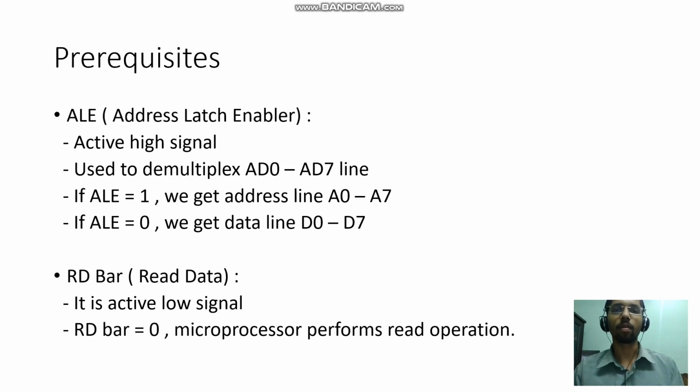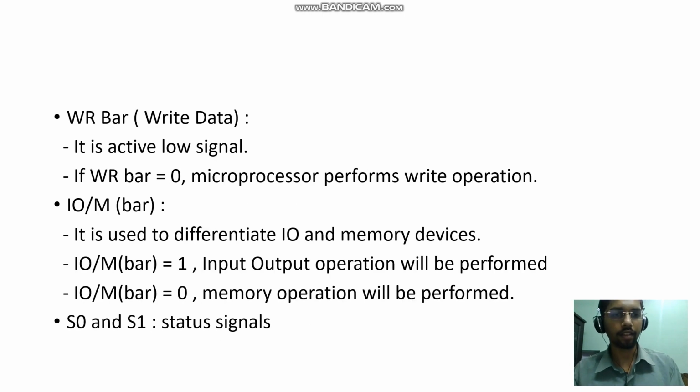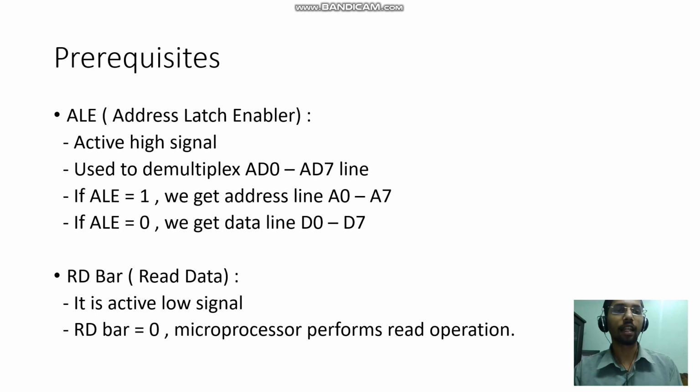Now to understand the generation of these control signals, first we have to be prepared to study ALE, RD bar, write bar and IO/M bar. First, ALE, the address latch enable. It is an active high signal and it is used to demultiplex the address lines, that are the AD0 to AD7 lines.